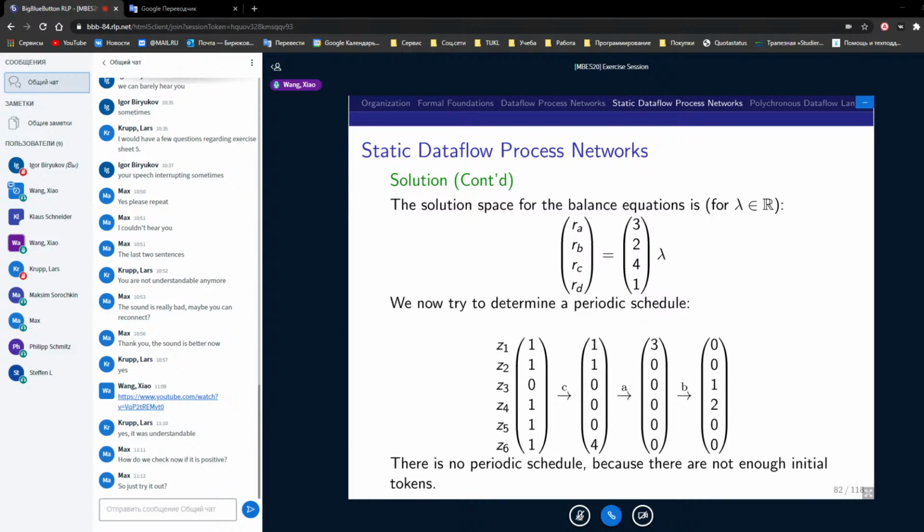But it works in the same way. So you reduce this to row reduced echelon form, which is like that. And what is now the free part? The free part is this one.